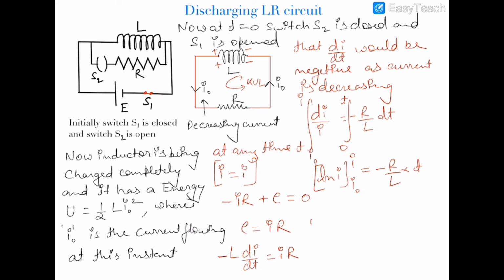Now this is ln of I upon I naught, and it is equal to minus R by L into t. Now taking the anti-log, I upon I naught is equal to e to the power minus R by L into t, and I is equal to I naught e to the power minus t upon L upon R. Now this L upon R, as we all know, is the time constant, and hence it is minus t upon tau.